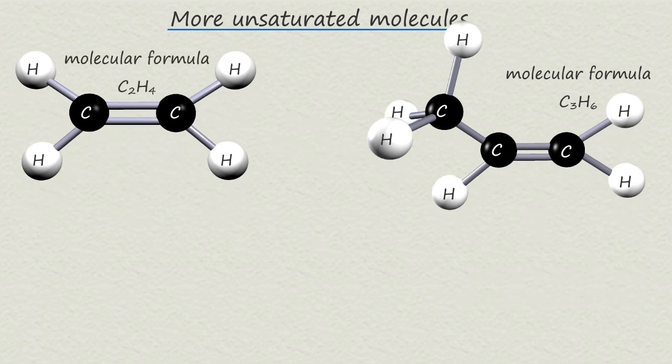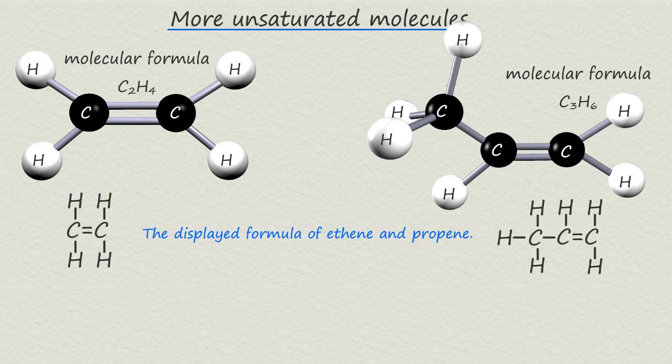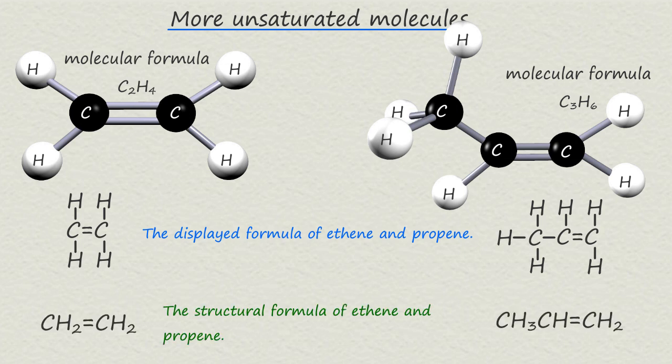Now you may see a number of different ways to draw these molecules. For example, the displayed formula for a molecule shows all the bonds present, and all the atoms present in the molecule are also shown. The structural formula is similar to the displayed formula, but not all the bonds are shown, although all the atoms present within the molecule are clearly indicated.